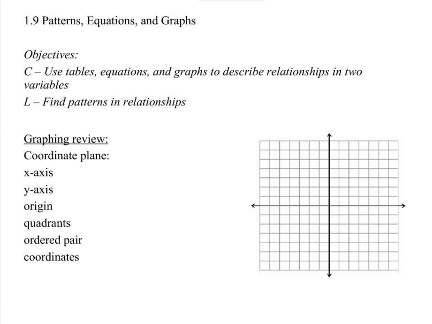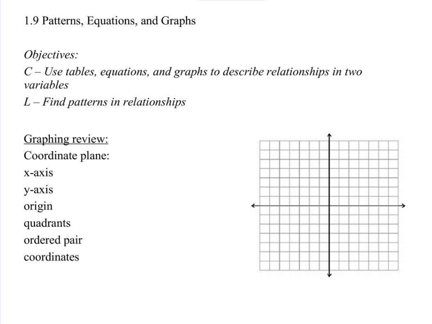Last section. Hopefully you've learned all these words before. Coordinate plane, x-axis, y-axis, origin, quadrants, ordered pair coordinates. Hopefully you have. If you haven't, here's how to learn all these words. Just pay attention, copy down the notes. For those of you who have, this will be a great review. We're going to be dealing with this stuff all year long, so you need to know.